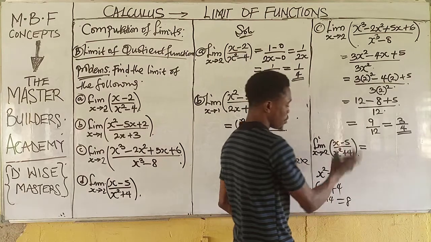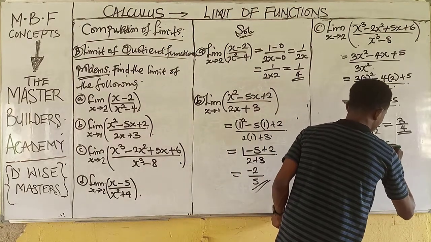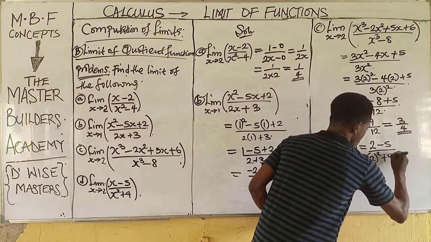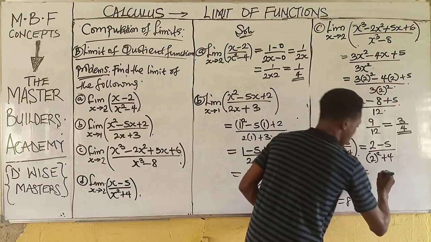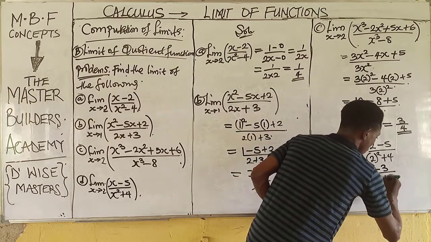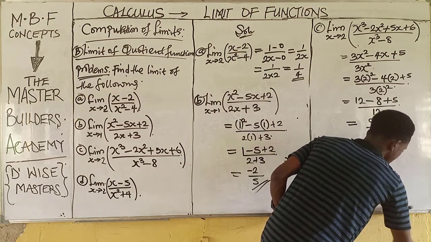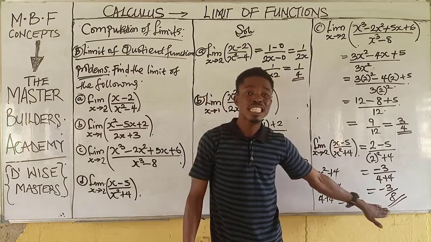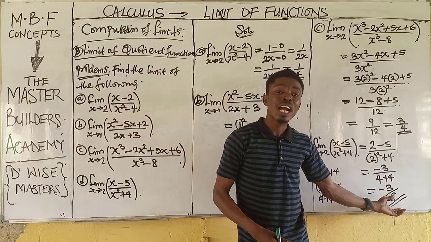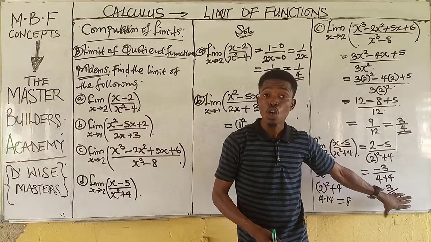So all we need to do now is to substitute 2 in place of x. So we have 2 minus 5 all over 2 raised to the power of 2 plus 4. Now 2 minus 5 would have given us negative 3 all over 4 plus 4, and this would have given us negative 3 over 8. This is the answer to this particular question. It's as simple as this. You can equally check your options, and if your options are in decimals, you know what to do to convert this to decimals.